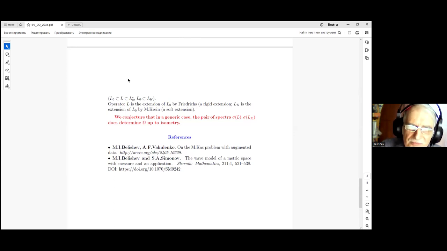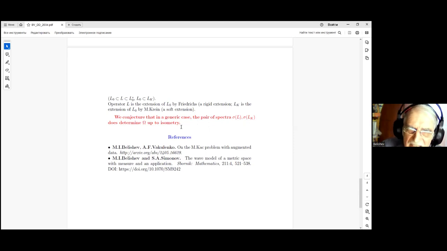Our conjecture is the following. We conjecture that in a generic space, I forgot to say that the Krein extension, soft extension by Krein, also has discrete spectrum. So we can operate with the Dirichlet spectrum plus the spectrum of the Krein extension. And our conjecture, hypothesis, is that this pair of spectra does determine Omega up to isometry.